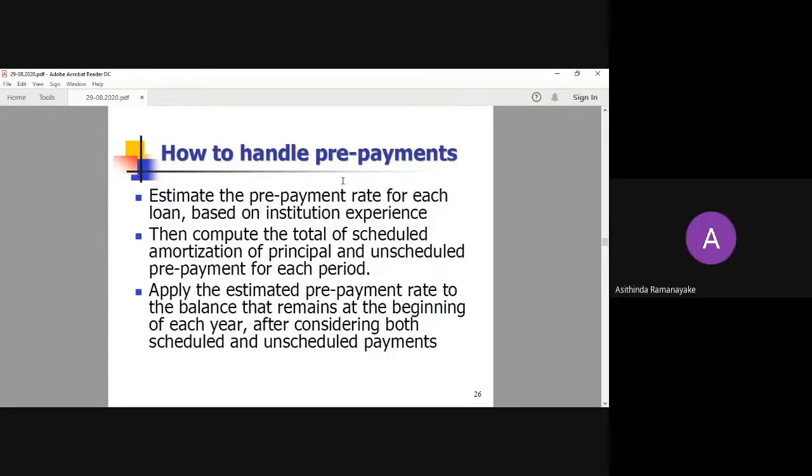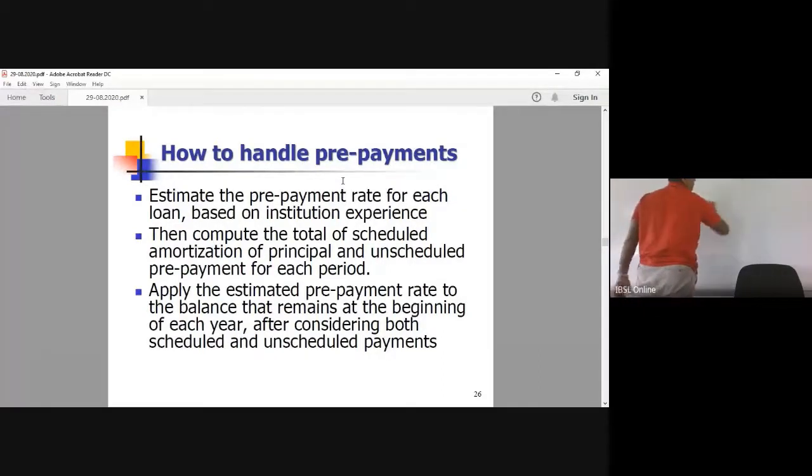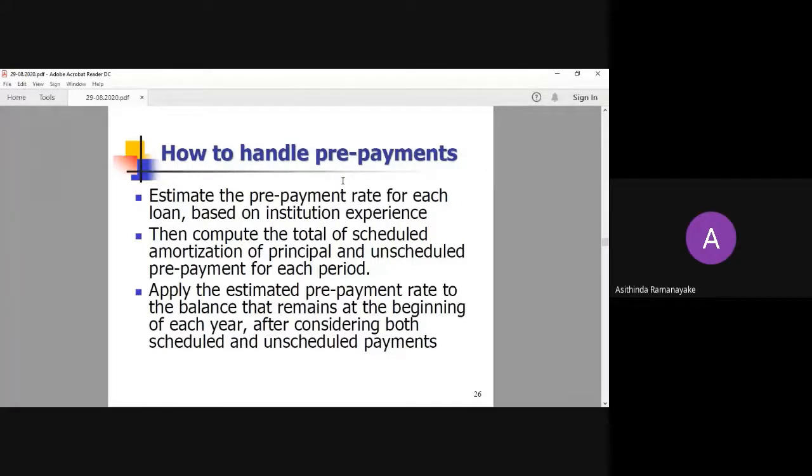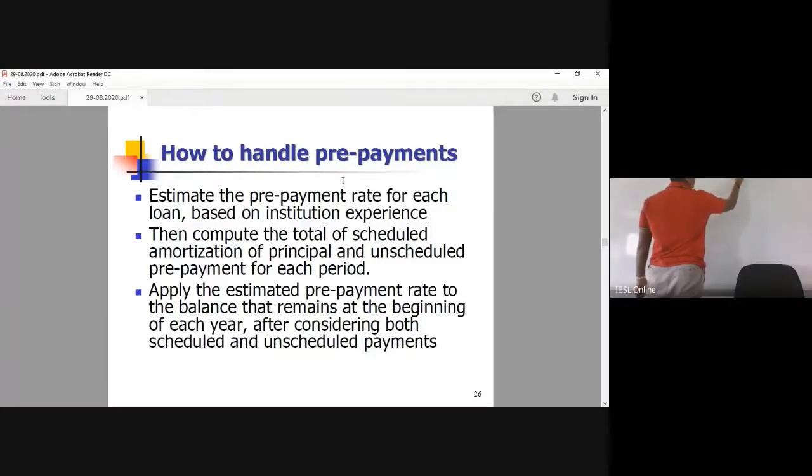Reinvestment risk. Exactly. Very good. So what is reinvestment risk? The amount that we receive by settling this amount, we have to reinvest at the current market level. Then the current market rate may not be the same as the contractual rate. Exactly. So we say we've lent for 5 years.